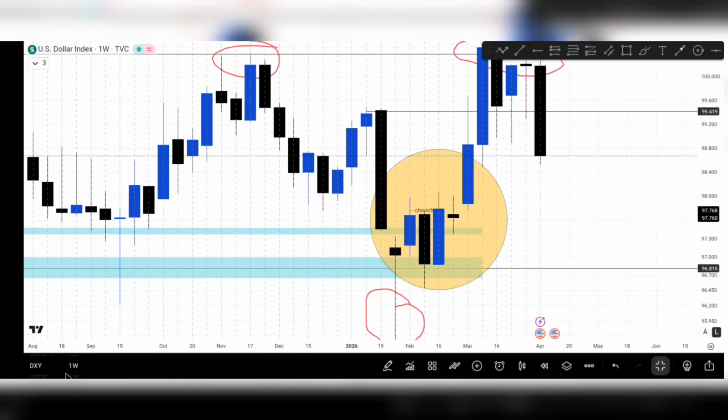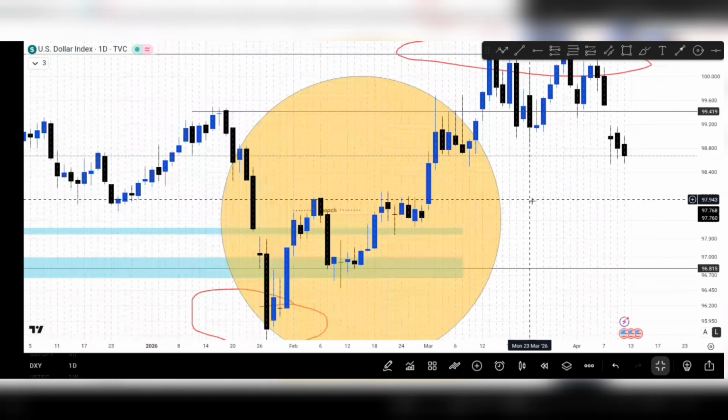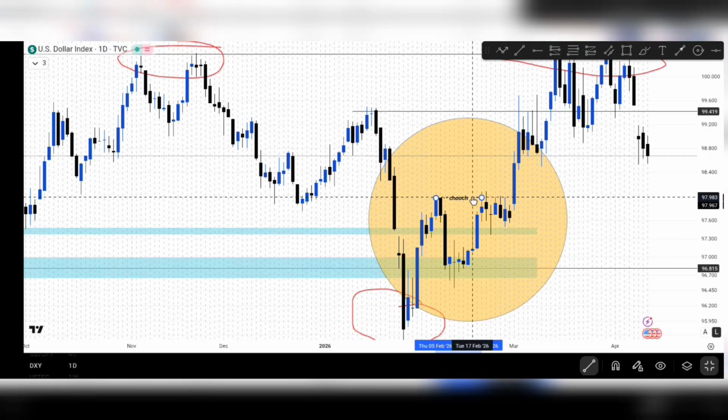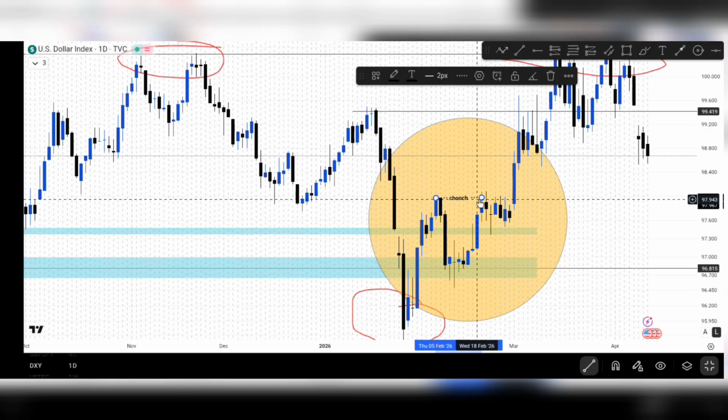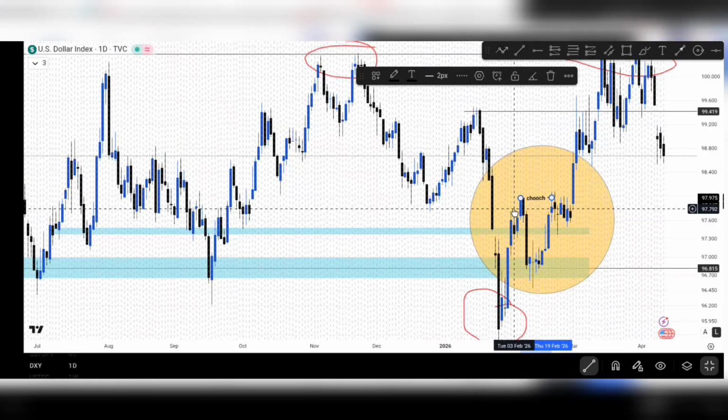So what you have to do is just drop down to the daily time frame. Dropping down to the daily time frame, you can clearly see this is the level here. This is the high that was taken out. This is what created the change of character. Understand?